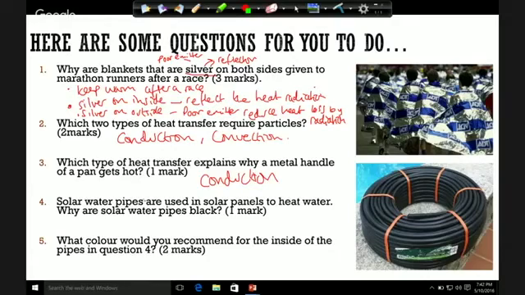And question 4, solar water pipes are used in solar panels to heat water. Why are solar water pipes black? Okay, so if you have a look here, we've got solar water pipes using those solar panels to heat water for your house. Why are they black? Because black is a good absorber. And if you want to heat the water in those pipes, question 5 says, what colour would you recommend for the inside of the pipes? In question 4, then we perhaps recommend a silver surface because it is a good reflector.